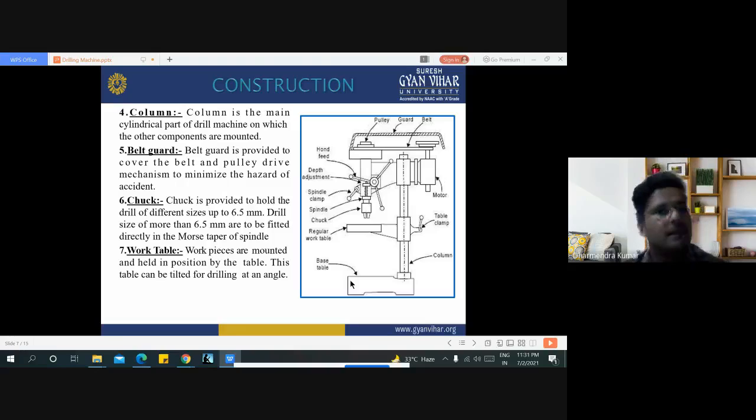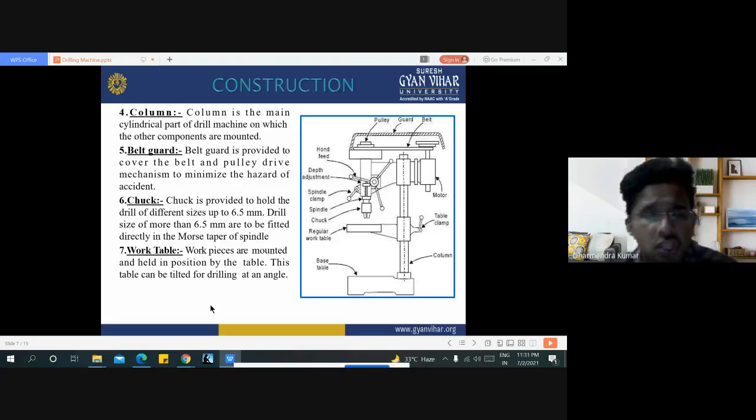Belt guard is provided to cover the belt and pulley drive mechanism to minimize the hazard of accidents. This is the belt guard, and this is the belt. Here a servo motor is associated, and the movement of the spindle is carried out with the help of this belt.